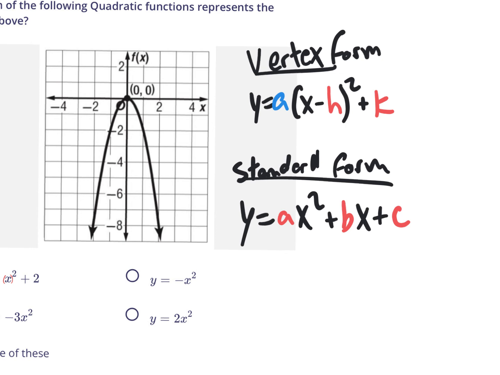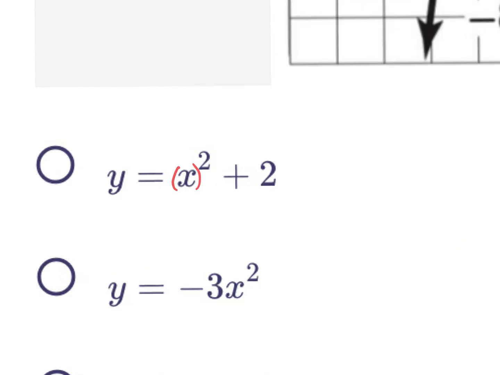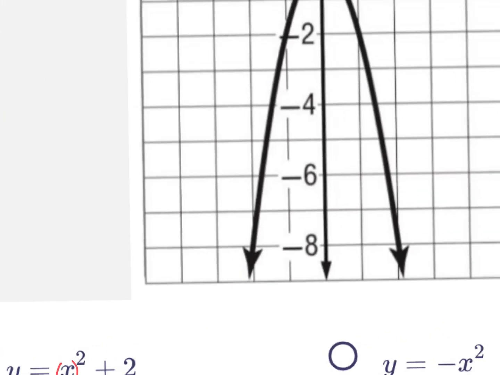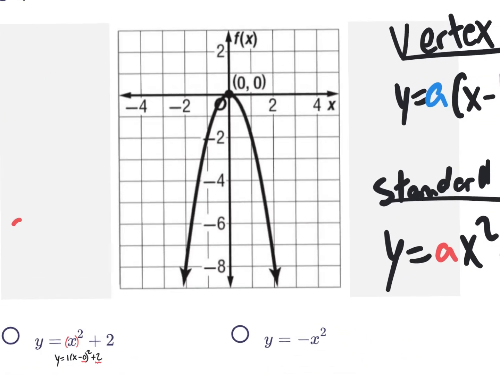But because none of these down here have a bx term, you could put parentheses around the x and you could visually see it as y equals 1 parenthesis x minus nothing squared plus 2, right? And you could see your vertex is 0, 2, h and k. And this obviously does not have the vertex at 0, 2. But that's not the best way to tackle this problem.